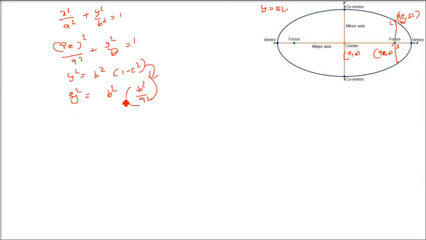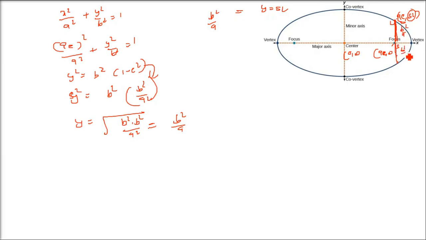So this will be b raised to the power 4 by a square, and take the root. Take the root here, b square by a square. So you get b square by a. So what is the length from here to here? It's b square by a. So this half of the latus rectum is b square by a.